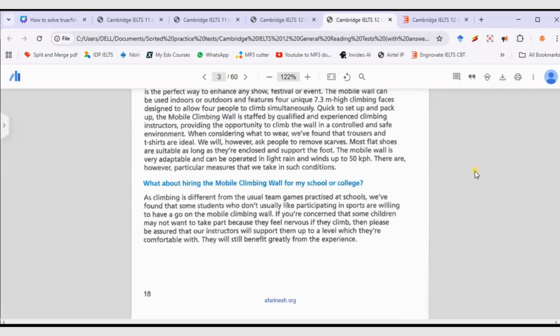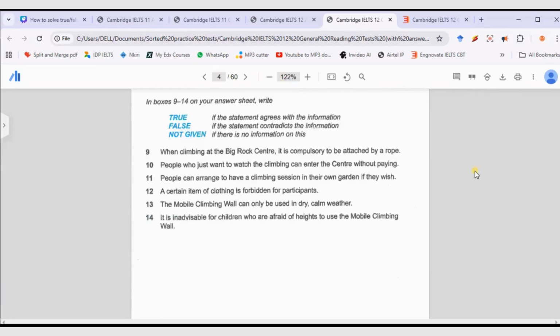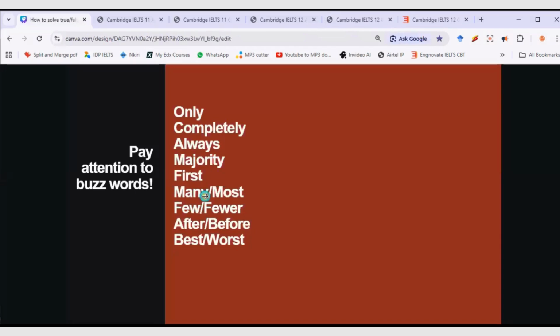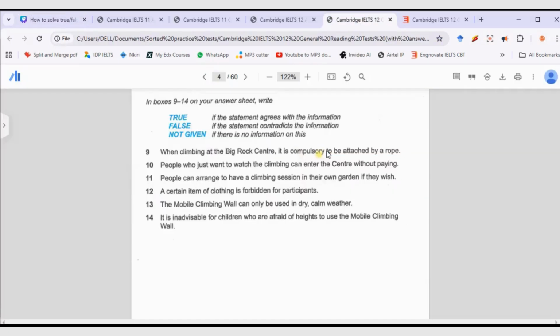Again, what are the steps? I start by reading the question. I highlight keywords and I go to the passage and then I start reading and sorting the question. So look at it. When climbing at the Big Rock Center, it is compulsory. Take note of that word, compulsory. This is also a kind of buzzword. I told you earlier on, pay attention to it. Compulsory means it's important, it's essential, you cannot avoid it. Now let's go to the passage.